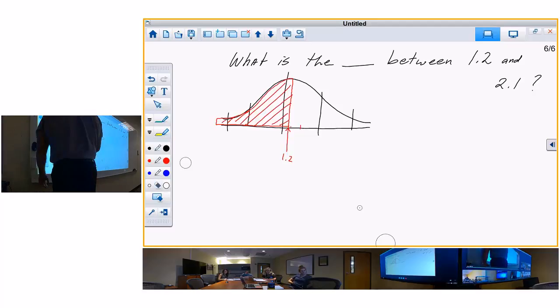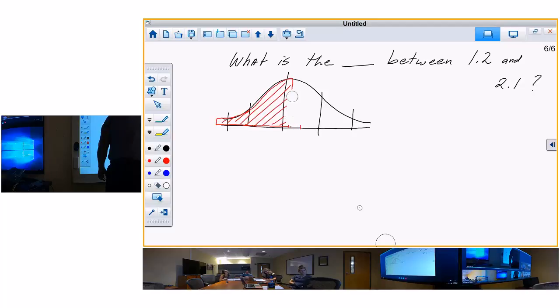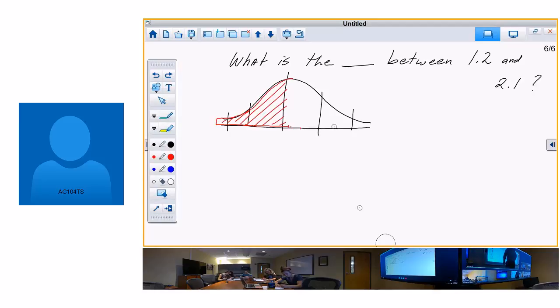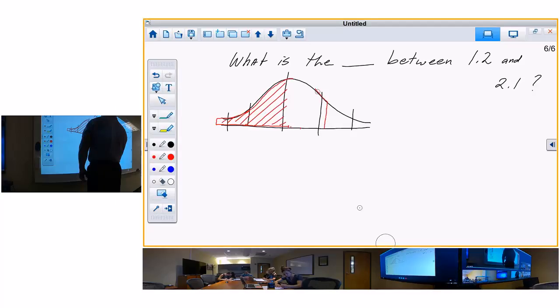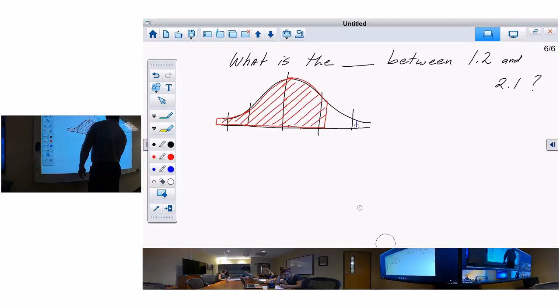I'm having brain bubbles. It's the drugs. I'm sorry. I just watched LAPD and I just want to go out and buy all the drugs I can get. 1.2. Really? 1.2 would be, there's 1.5, 1.25 would be here, 1.2 would be right over here. Sorry about that.